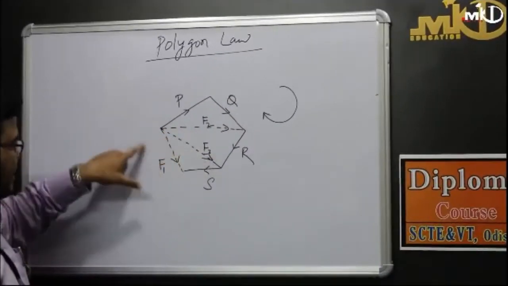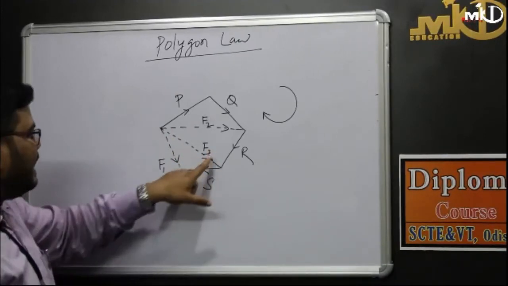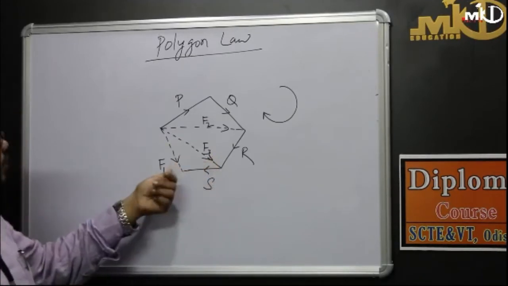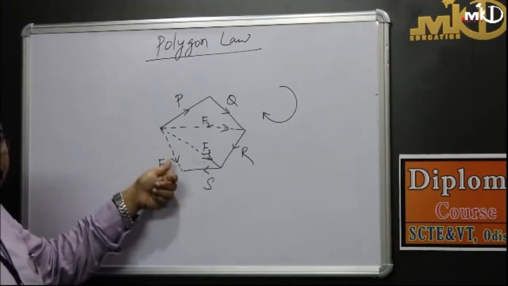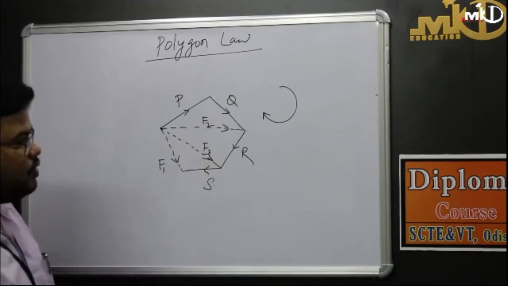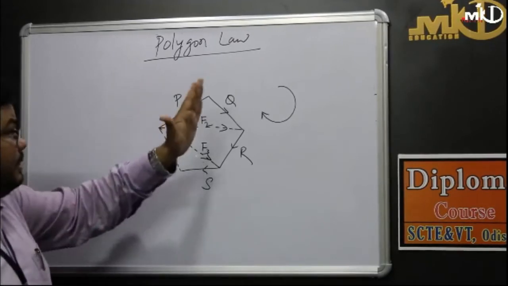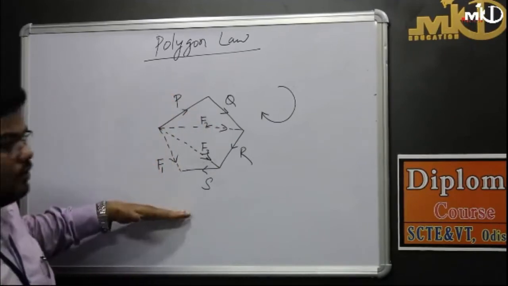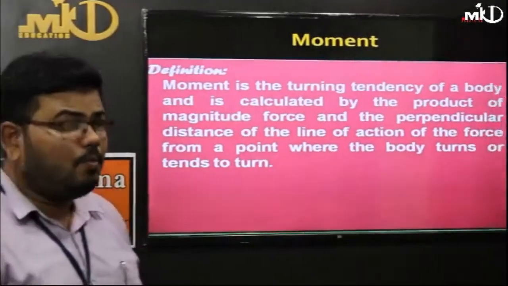Now again the last triangle. You see F3 and force S are the 2 forces which are represented by the 2 sides of a triangle. So automatically this F1 will be the resultant and its direction will be opposite to the direction of the 2 forces. So this is about the polygon law, and we have seen that the triangle law is completely satisfied in this polygon law. Okay. Next we'll go to moment.